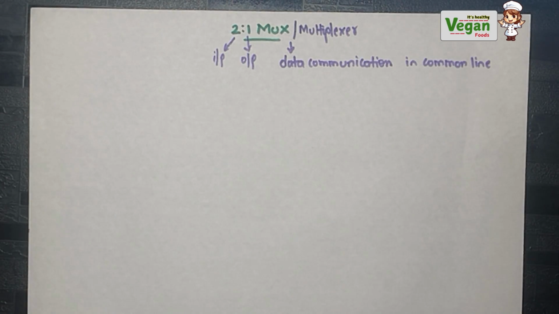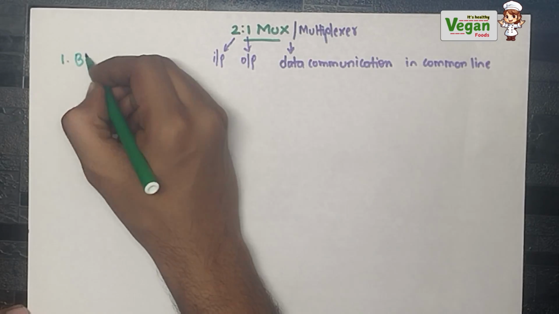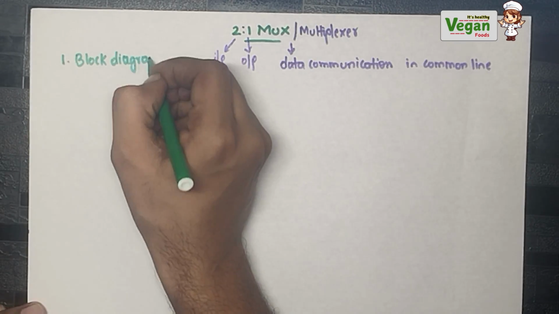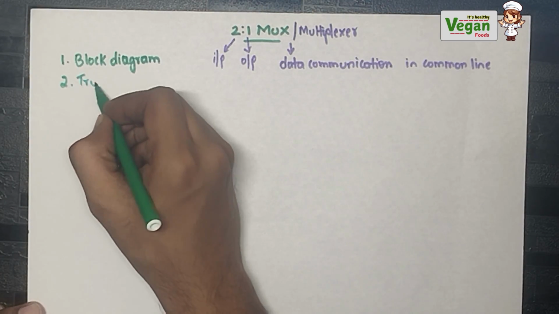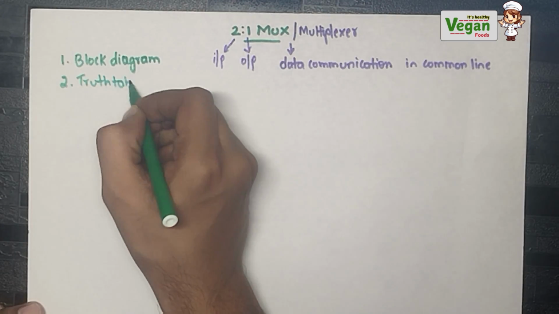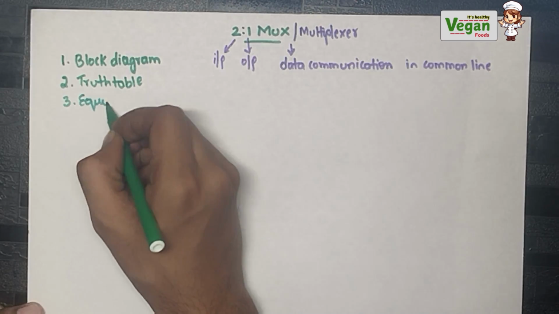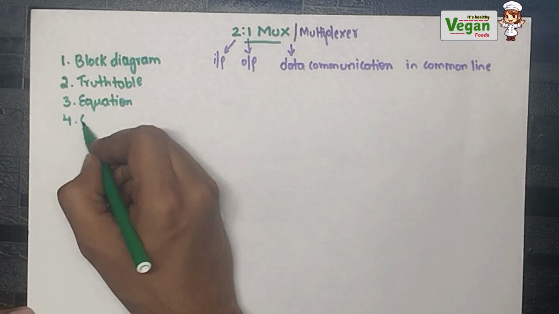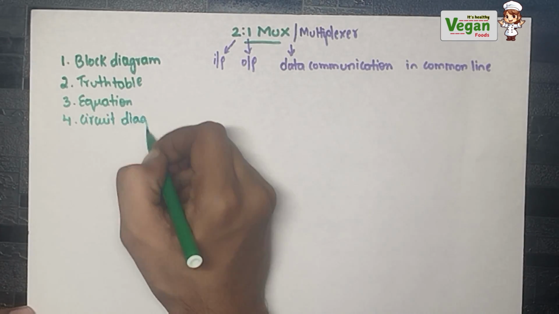To design the 2:1 mux and get full marks, we should follow 4 steps. First step is the block diagram. Second step is the truth table. Third is the equation, or circuit equation, you can call it. Fourth is the circuit diagram, or logic diagram.